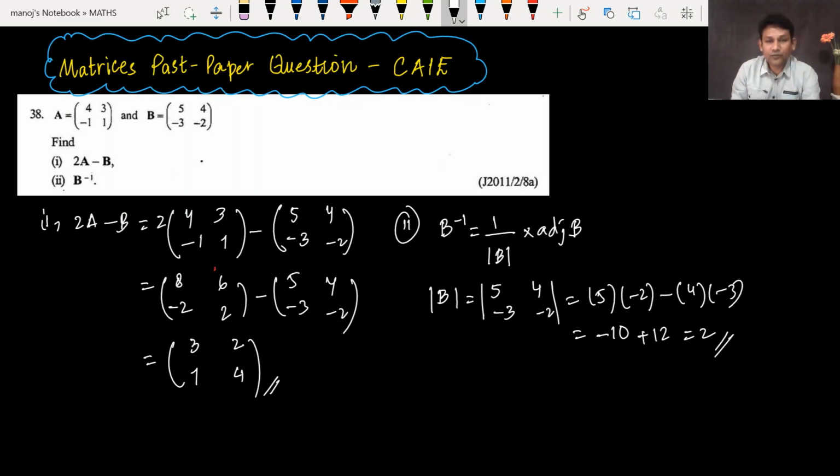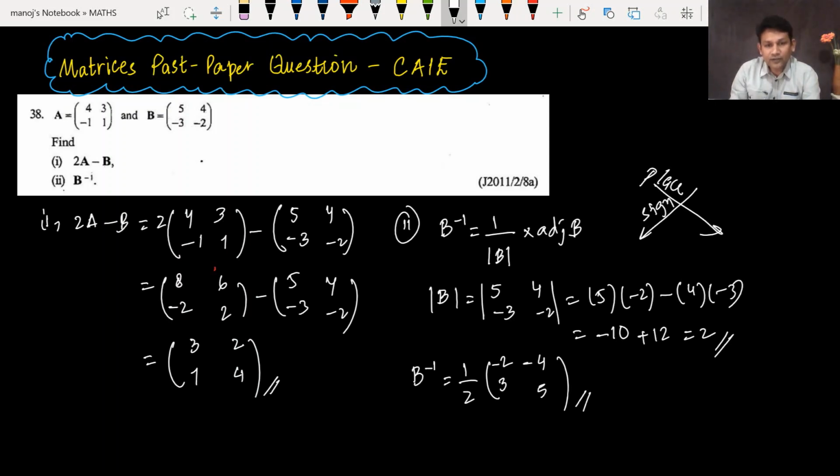And what's the formula to find the adjoint? Sign change here, and we do position change or place change. So what I'm doing, I'm writing directly here, B inverse is 1 upon determinant, which is 2, and adjoint is sign change. Minus 3 will become plus 3, sign change, and 4 will become minus 4, and this 5 and minus 2 position change, and you can write the answer. This is accepted, you can do it.